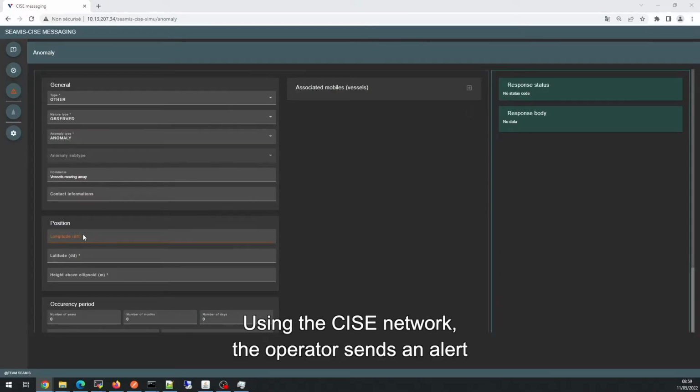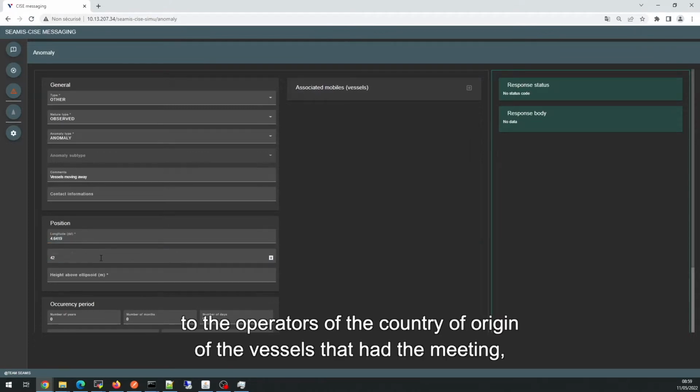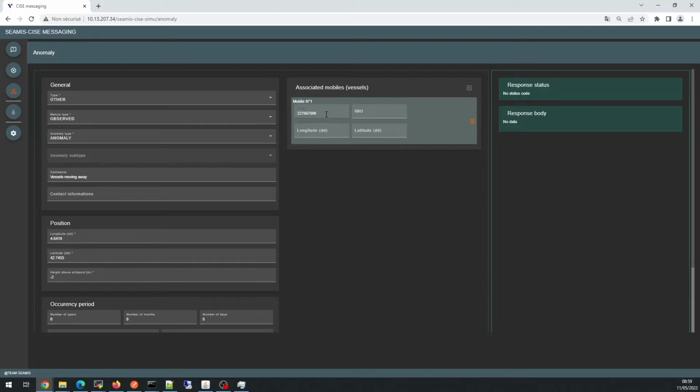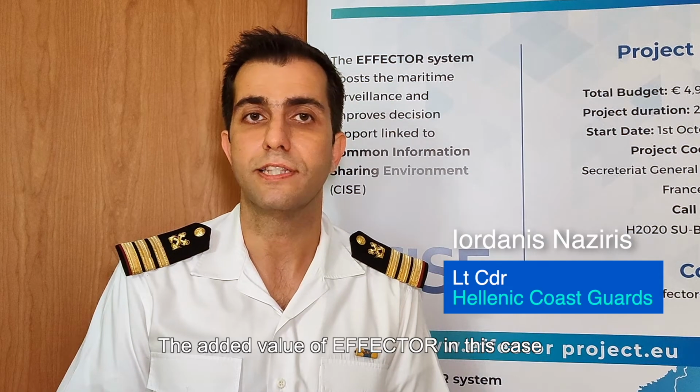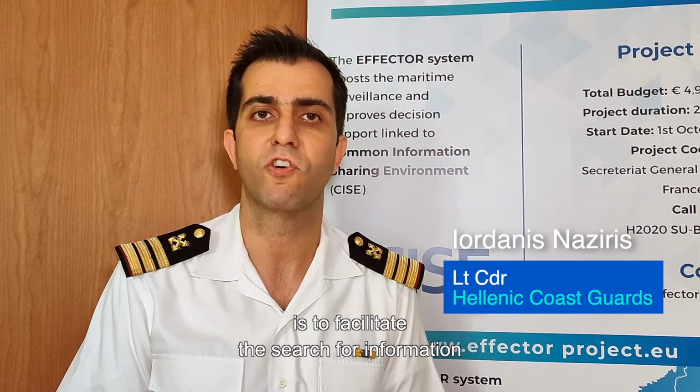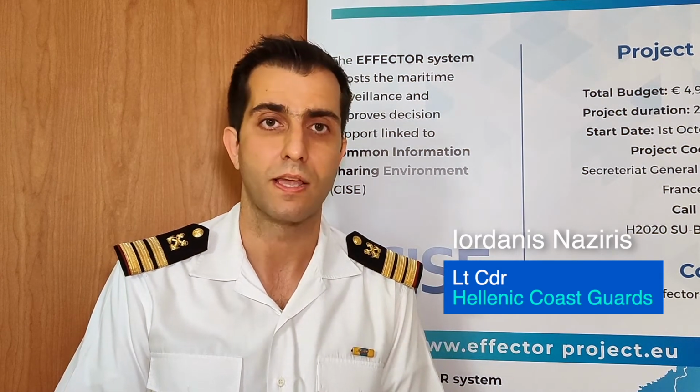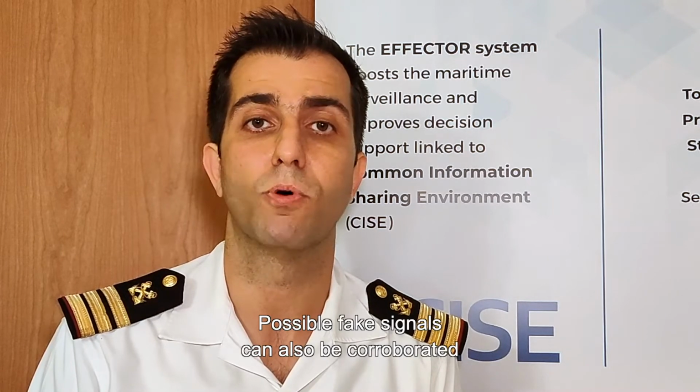Using the CISE network, the operator sends an alert to the operators of the country of origin of the vessels that had the meeting, as well as European agencies. The added value of EFFECTOR in this case is to facilitate the search for information related to fake signals. Possible fake signals can also be corroborated with the exchange of information with other authorities or agencies.